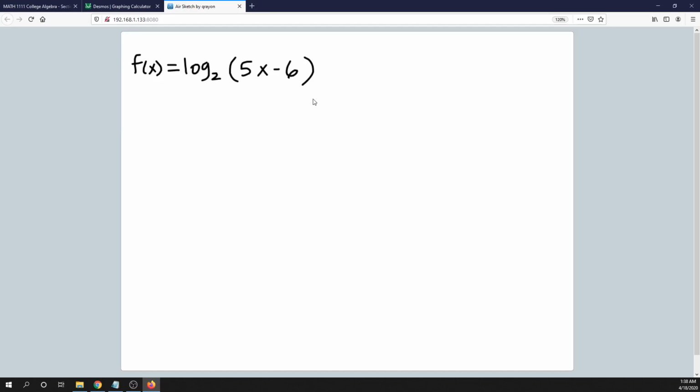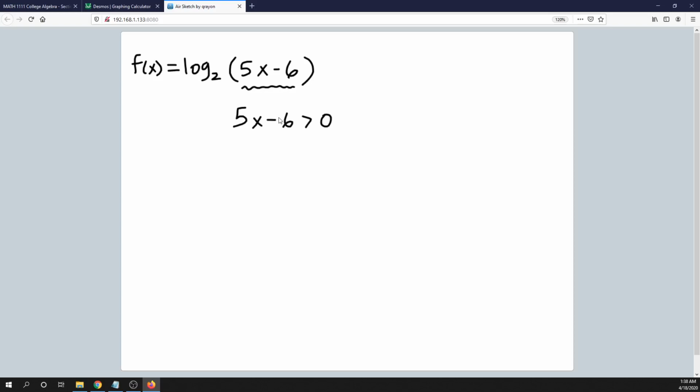So all we need to do is to take this inside part right here and set it greater than 0. Now, if there are other issues with a domain, like fractions with variables in the bottom part, or even roots, we'd have to take those into account as well. But right now, I'm just trying to keep it simple and only focus on this log issue. So just take the inside part, set it greater than 0.